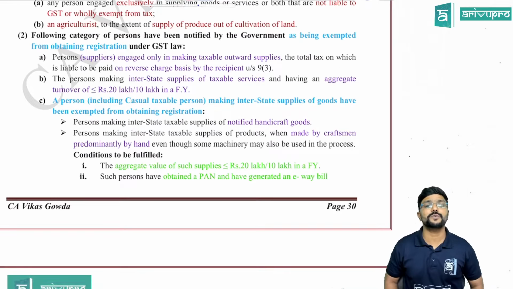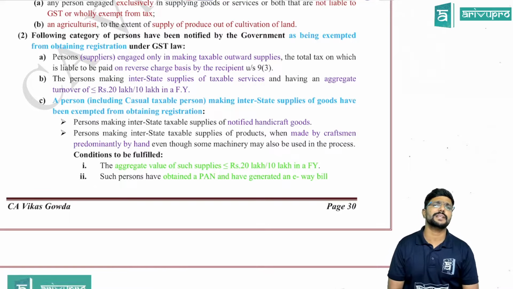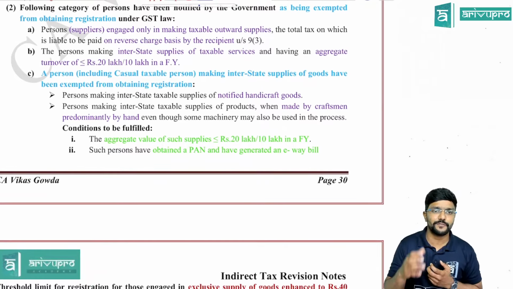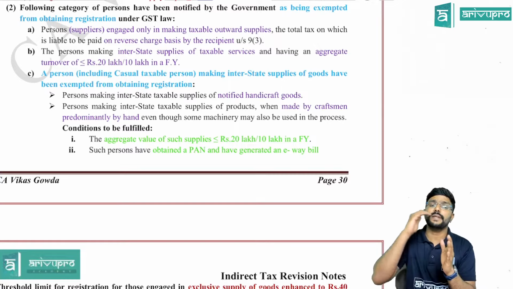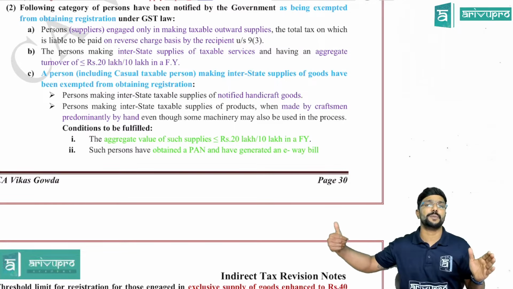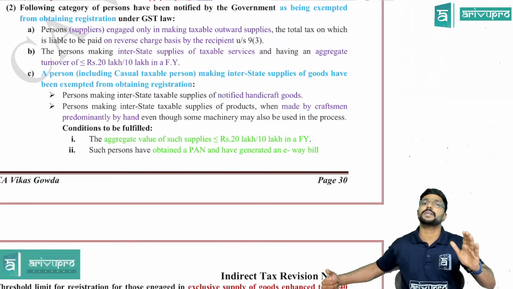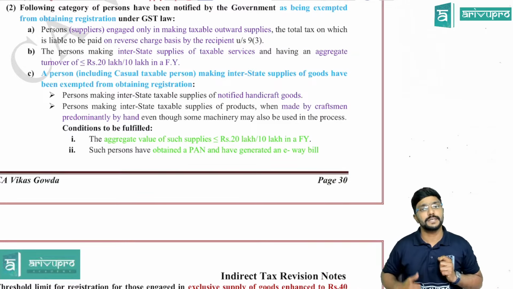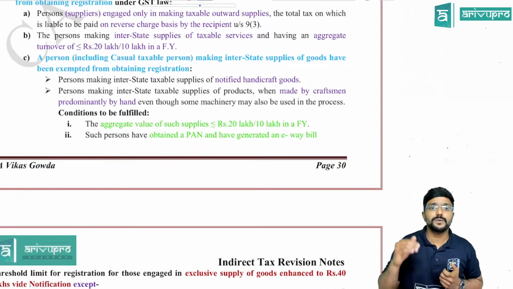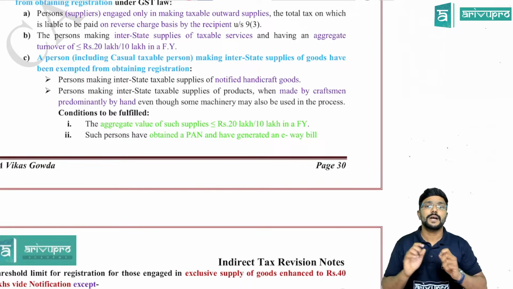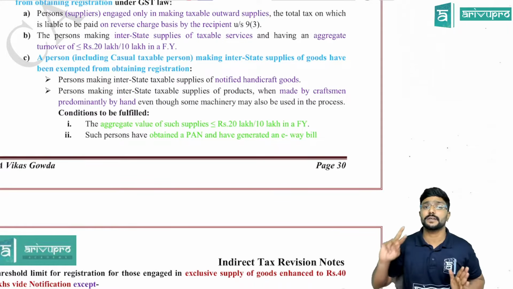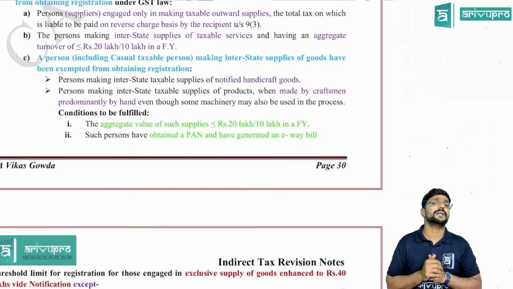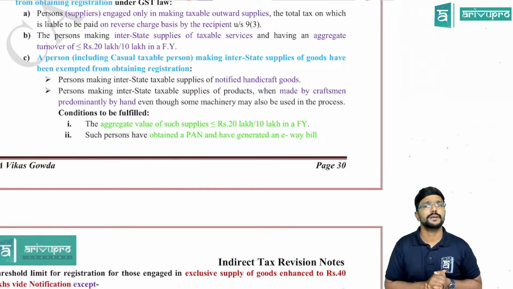Then coming to subsection 2, which is giving power to the government to notify any other categories which are exempt from registration. Using this power, the government has notified the following 3 cases. Persons, that is the suppliers, whose outward supply is completely taxable under RCM, where the recipient is liable to pay tax. In that case, the recipient will take registration and pay the tax. The supplier need not get the registration. Second one is a person who is supplying services outside the state, and if their turnover is within the 20 lakh or 10 lakh limit as applicable, then they need not get registered. But if their turnover crosses 20 lakh, or in case of MMNT 10 lakh, they have to get registered.